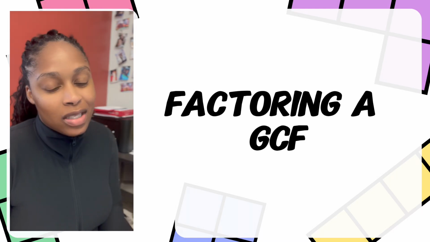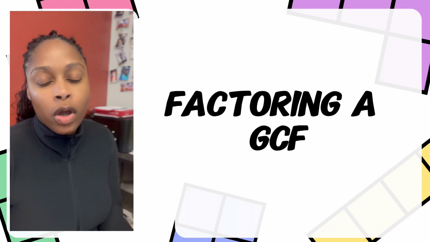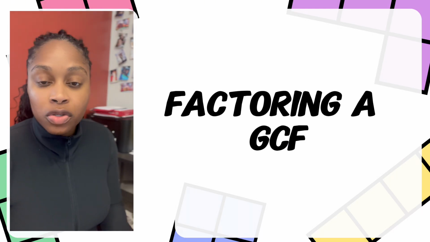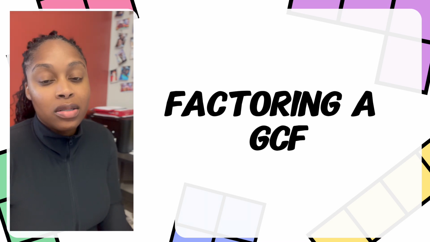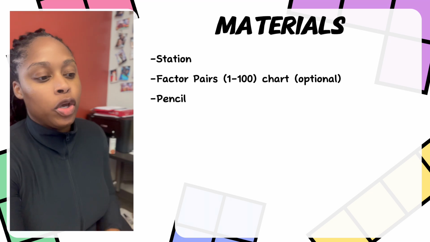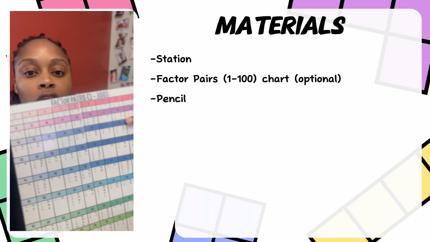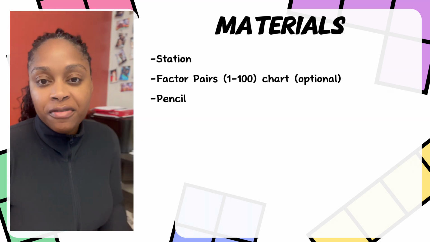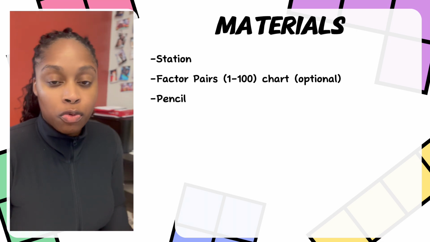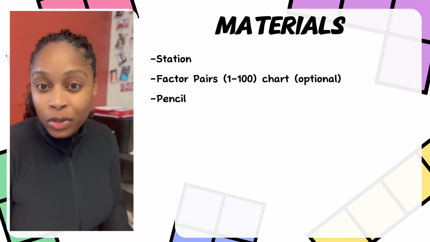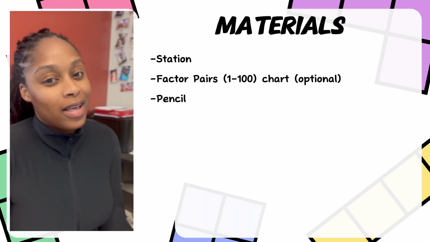Hey guys, so in today's lesson, we are going to talk about factoring. We're going to be doing factoring over some stages. So the first level that we're going to be talking about is the most basic form of factoring. For this lesson, you're going to need station 1 and you're going to need this factors pairs chart. It has all of the factors of numbers 1 through 100. You may not need to use it, but it's just there in case you decide.